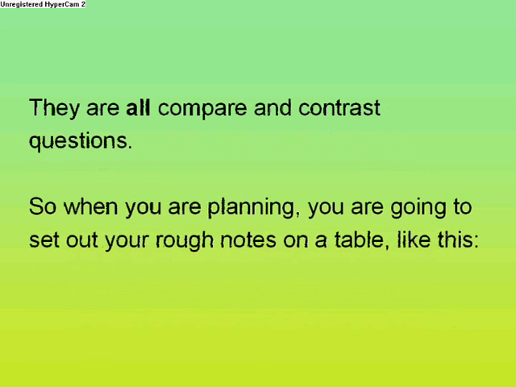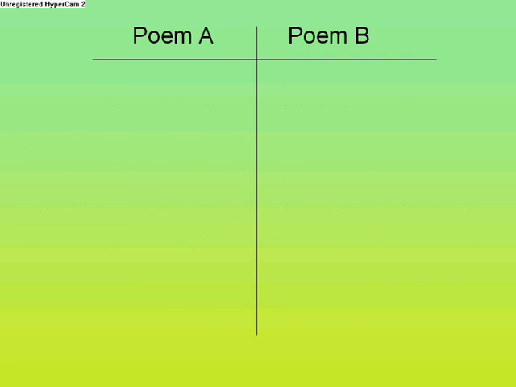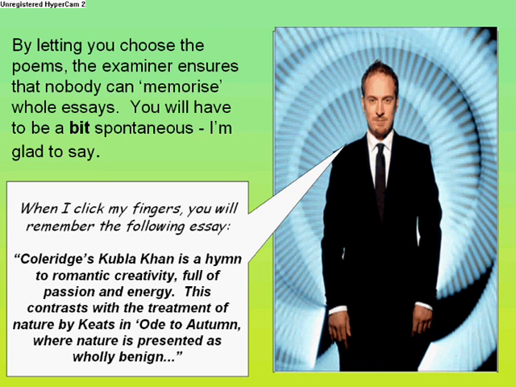The only real difference between the questions is whether they give you a specific poem to write about, or whether you get to choose both. They're all comparison and contrast questions. So really, the way that you'll write your plan is fairly obvious. You'll have to do a table with two sides to it.